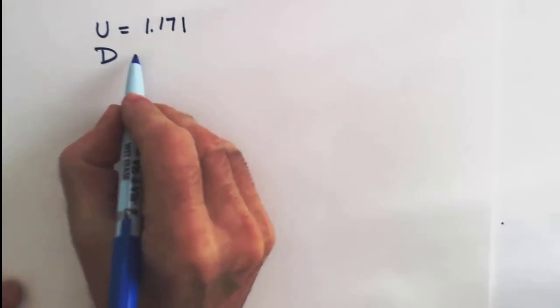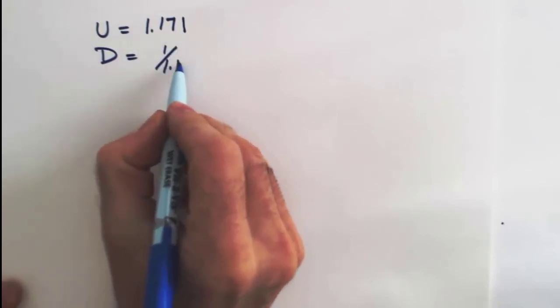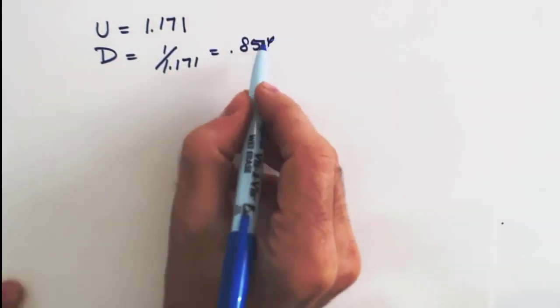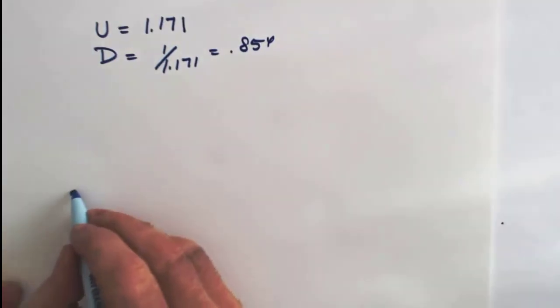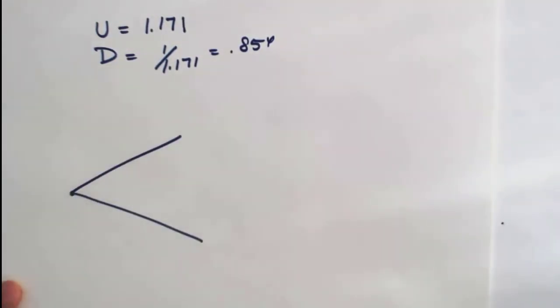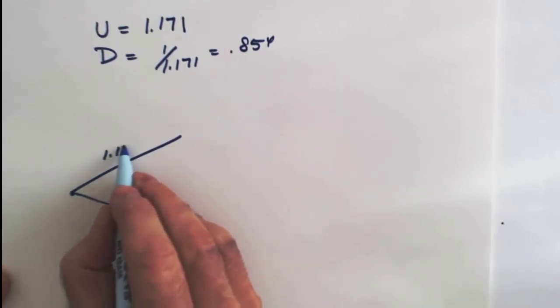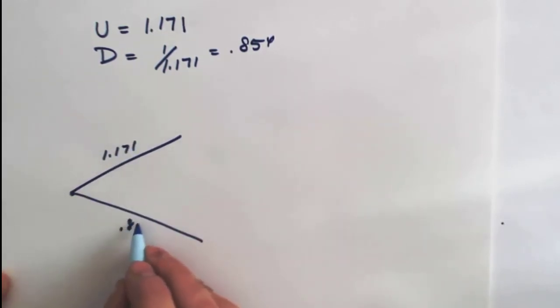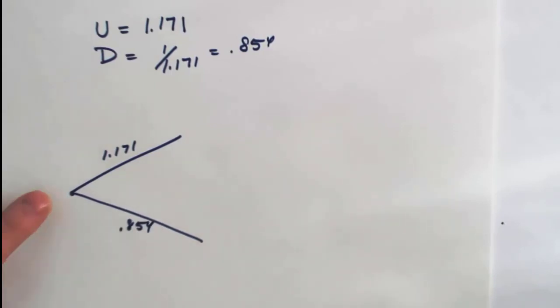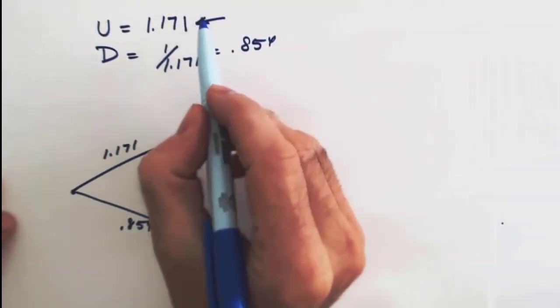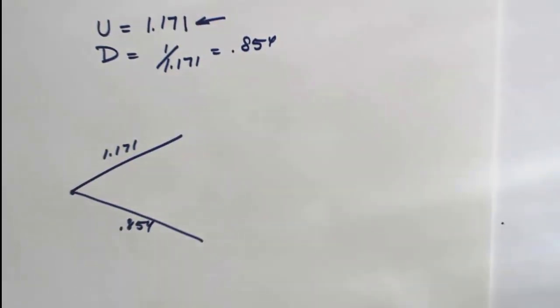So if you recall, I said U equaled 1.171 and D was the reciprocal of that, and that equaled 0.854. So we had the up and the down movement: up was 1.171 and down was 85% of where we started. And so I want to get at, where did that number come from? How can we tie that into volatility?